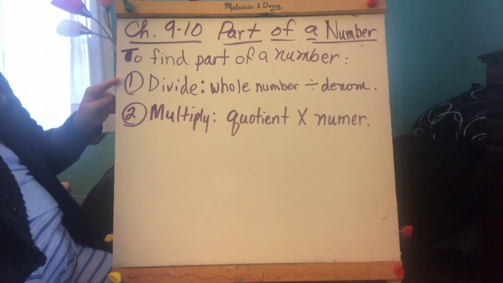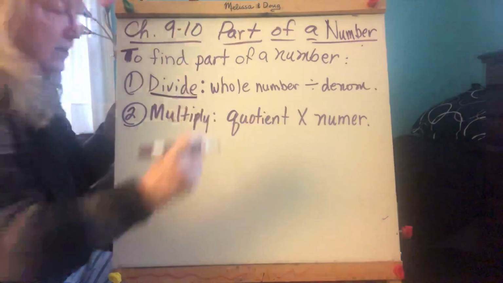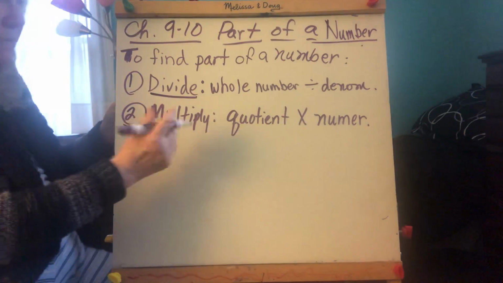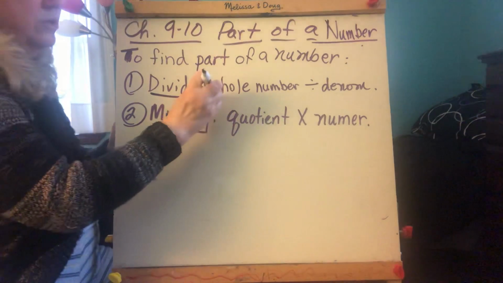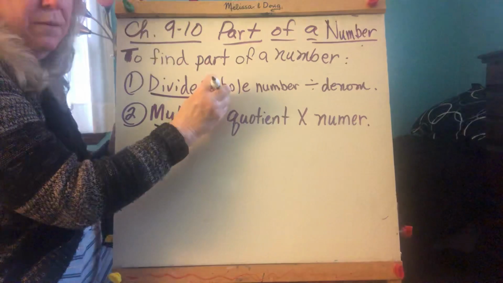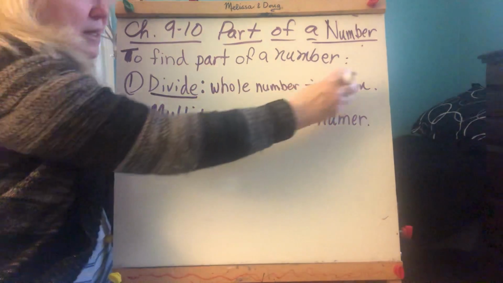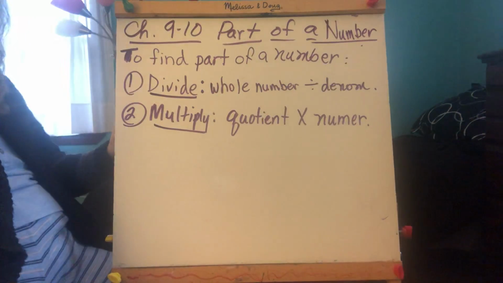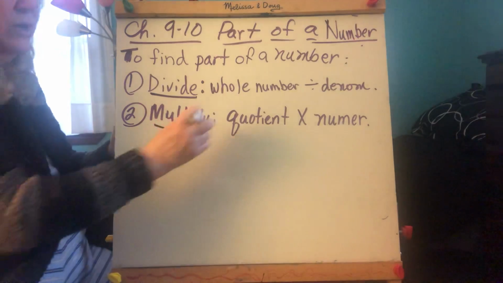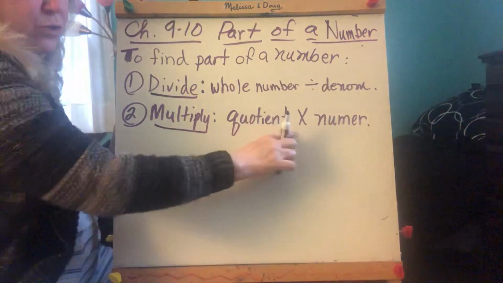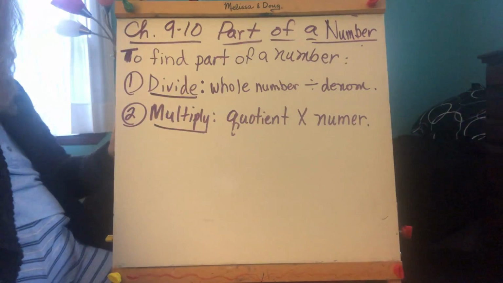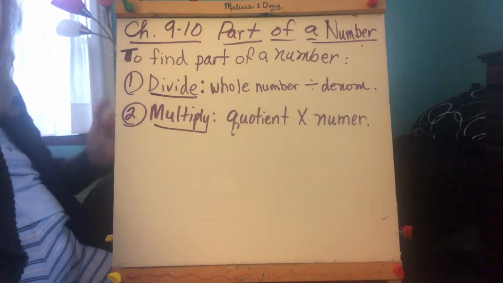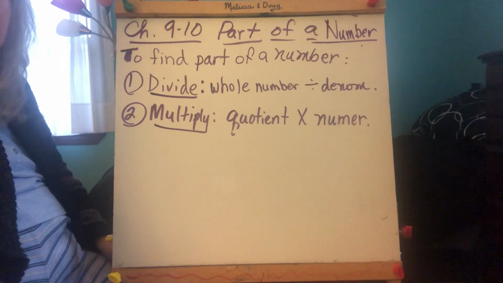Number 1, first step is divide. Second step is multiply. What you're going to do is you're going to divide the whole number by the denominator. And then you're going to take your answer, which is your quotient, and you're going to times it by your numerator. Now pause the video and copy this down. When you're done copying, unpause the video and watch the rest.